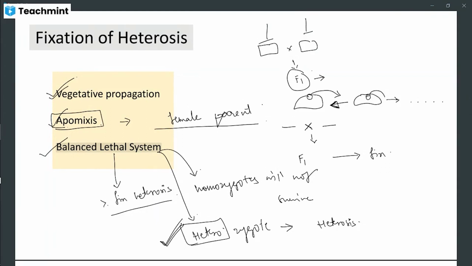And there is another mechanism where you can also fix the heterosis. It is polyploidy. Even with the help of polyploidy, you can get more and more heterosis.